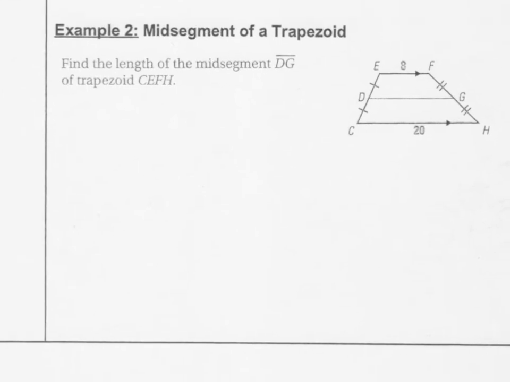The last example here wants us to find the mid-segment. So the mid-segment is this D to G right here. They want us to find the length of that mid-segment of the whole trapezoid. So here's your formula that you're going to use. To find the mid-segment, mid-seg equals, take base 1 plus base 2 and divide by 2.